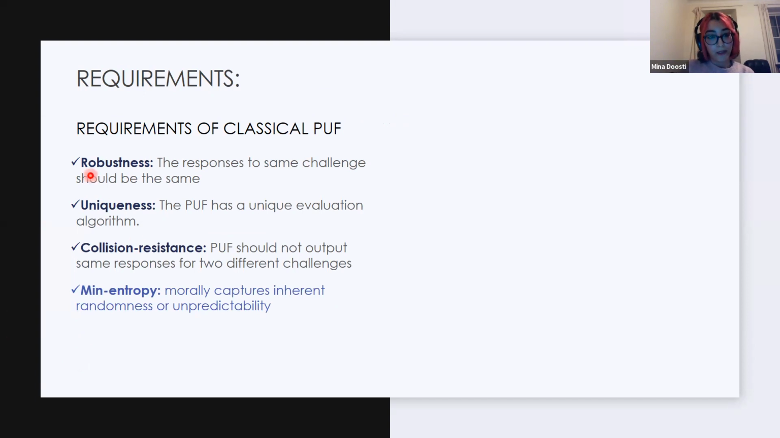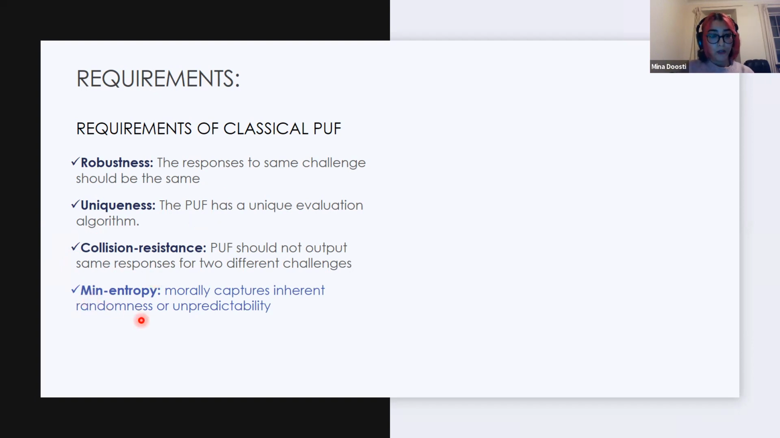The first one is robustness, which is that if you send the same challenge to the PUF over and over, you get the same response. So your PUF maybe has some sort of randomness, but it's robust against this behavior. And it's unique, meaning that if you have two different PUFs, they actually represent two different functions or maps. And it's collision resistant in the sense that if you query the PUF with two different or distant challenges, it should give you two different outputs. It should not always map you to the same thing. Otherwise, this PUF will not be useful for many applications like identification, for instance.